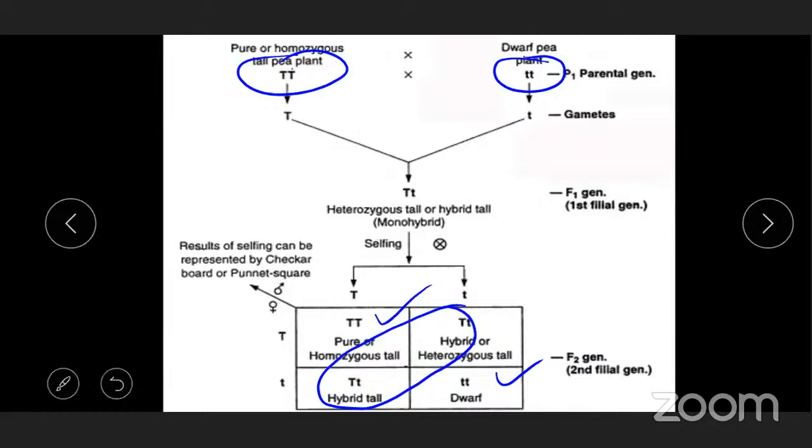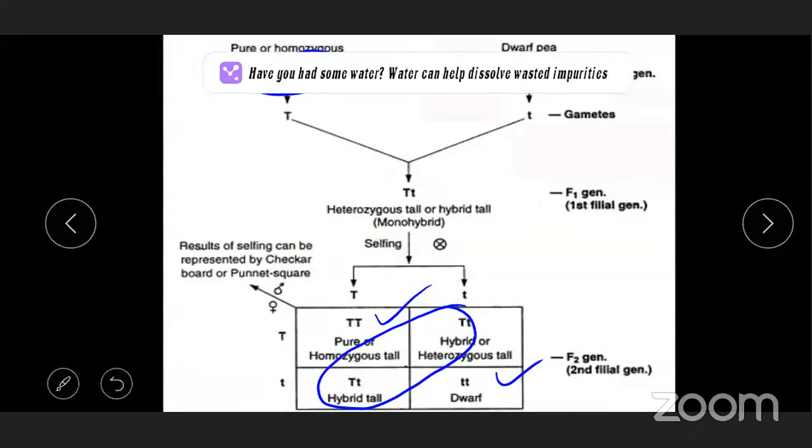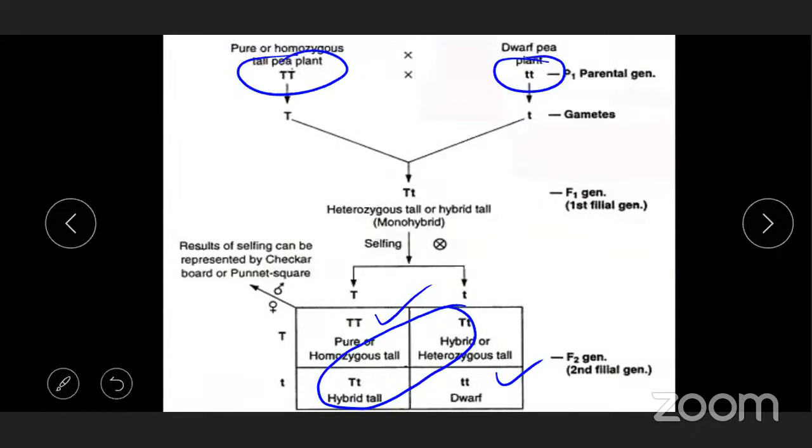From the dwarf parent, we have to cut the gynoecium. From here, we have to cut the stamen. From here, we have to cut the pistil or carpel. Then this is changed into the female parent, and now this is changed into the male parent. If we cross between these two parents, that is known as a normal cross.